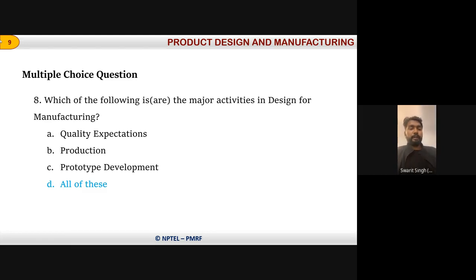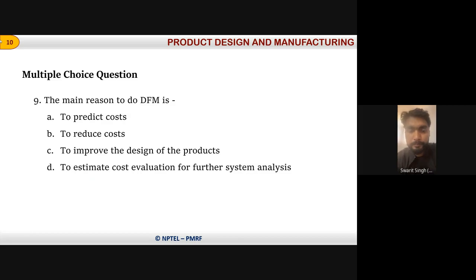If the quality is not good, we alter the process and change the settings to get the expected quality of the product. So all these activities are defined in design for manufacturing. Moving to the next question, question number 9. The question is based on DFM.